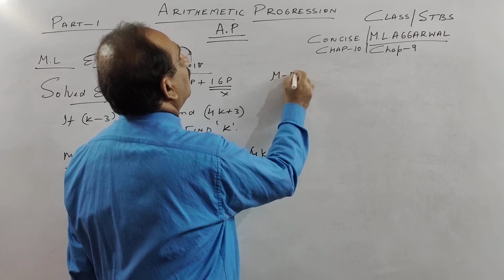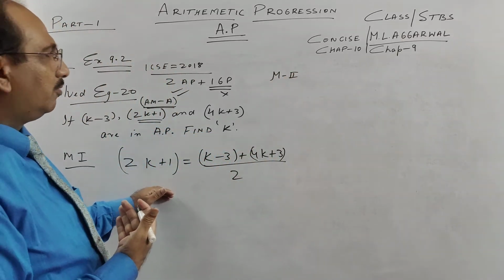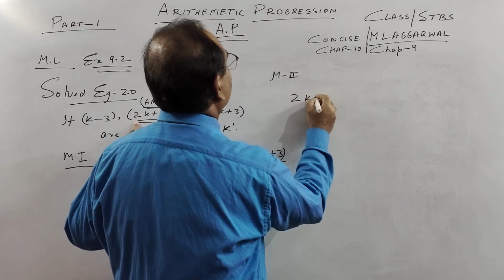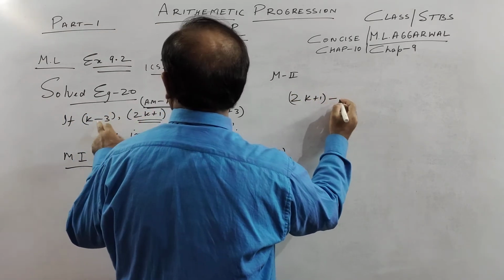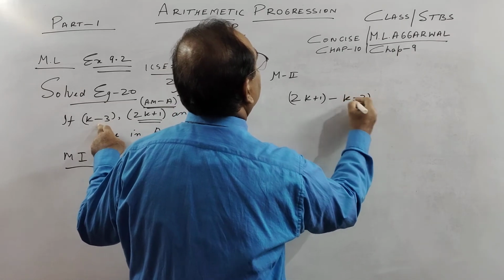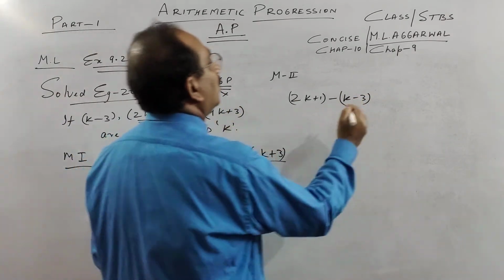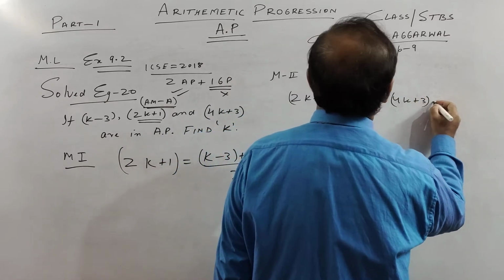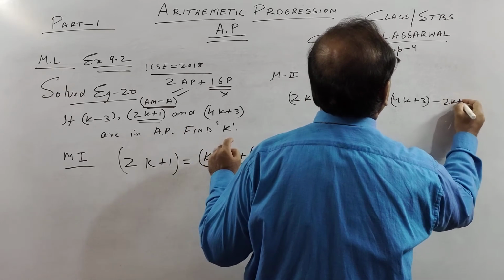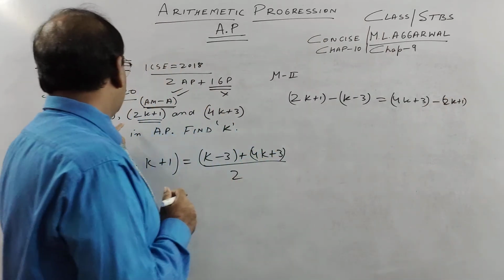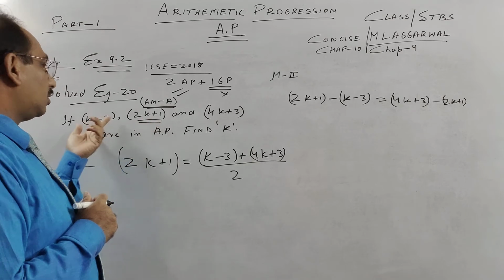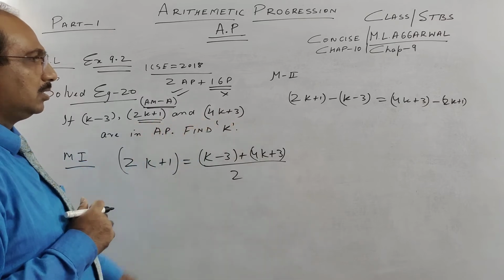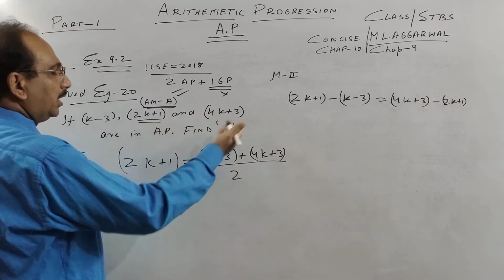Method 2: actually what we did, we have solved this in one step. So method 2 is, see here, second term minus first term is equal to third term minus second term. Second method is simpler. Second term minus first term is equal to third term minus second term. Here we are taking the same thing, we had simplified it.